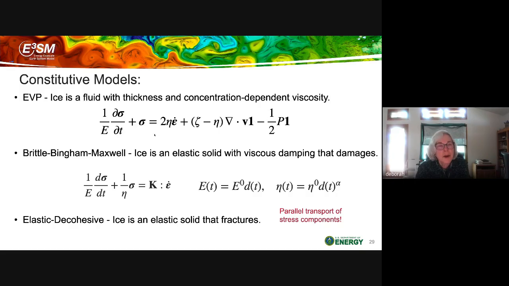And the idea behind EVP is to add this fake time derivative. I say fake, it's called elastic, but there's just a single constant here. It's used to just iterate this to a steady state. So it's sort of a regularization parameter, this time derivative. But anyway, that's the EVP model. It's essentially a fluid model with variable viscosity, depending on thickness and concentration for the ice.